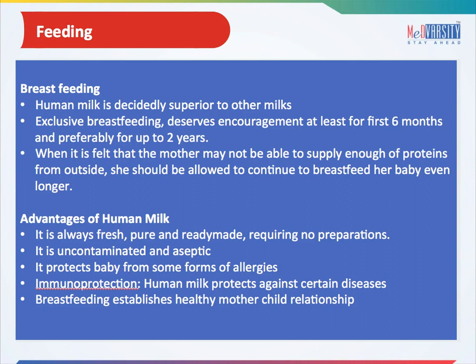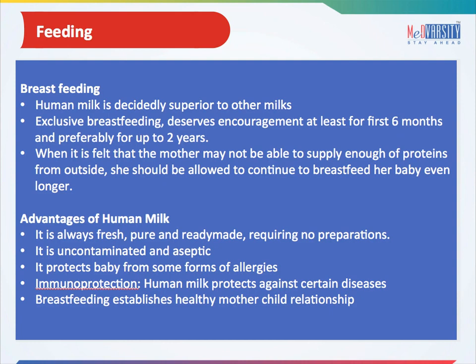Exclusive breastfeeding deserves encouragement at least for the first 6 months and preferably for up to 2 years. When it is felt that the mother may not be able to supply enough protein from outside, she should be allowed to continue to breastfeed her baby even longer.